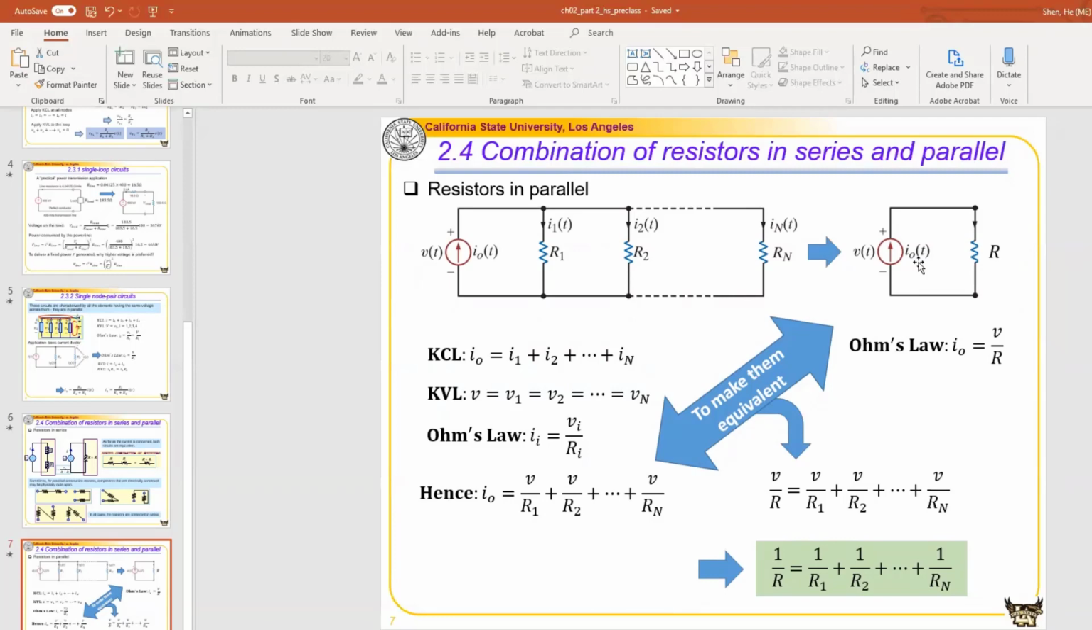If we look at the second circuit, the current through that branch is equal to V divided by R. So when I put them side by side, the V will be canceled. That leaves us 1 over R on the left hand side, which is equal to 1 over R1 plus 1 over R2 plus all the way to 1 over Rn.